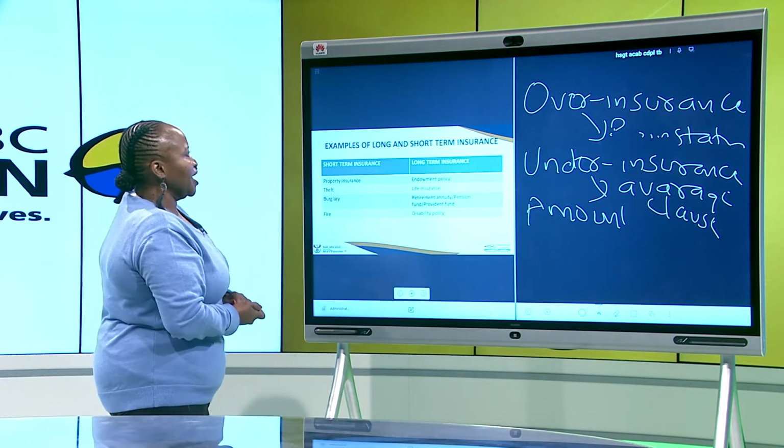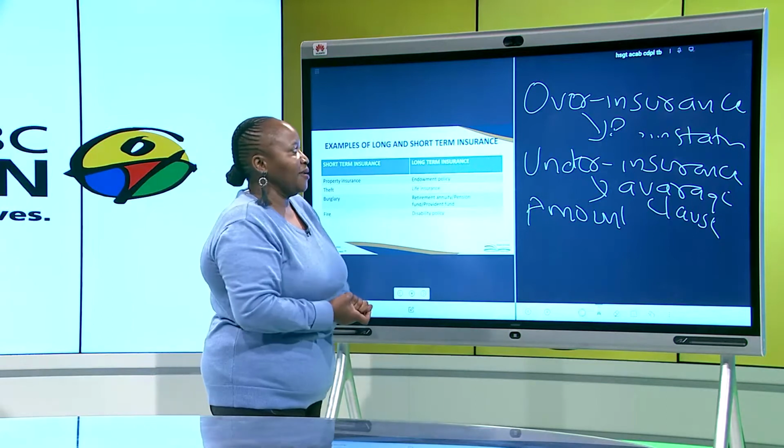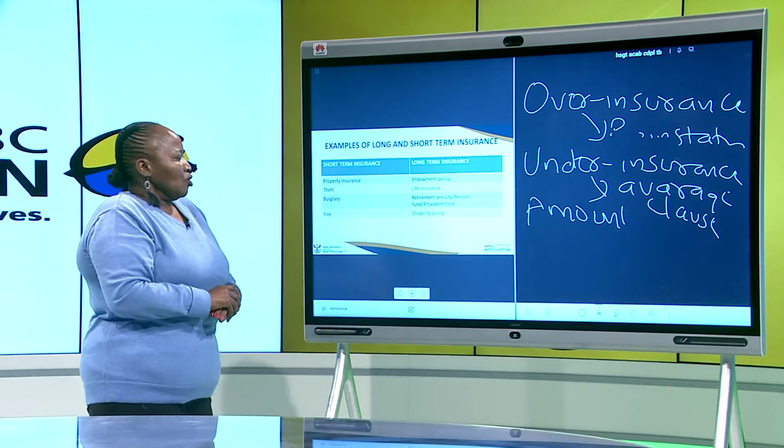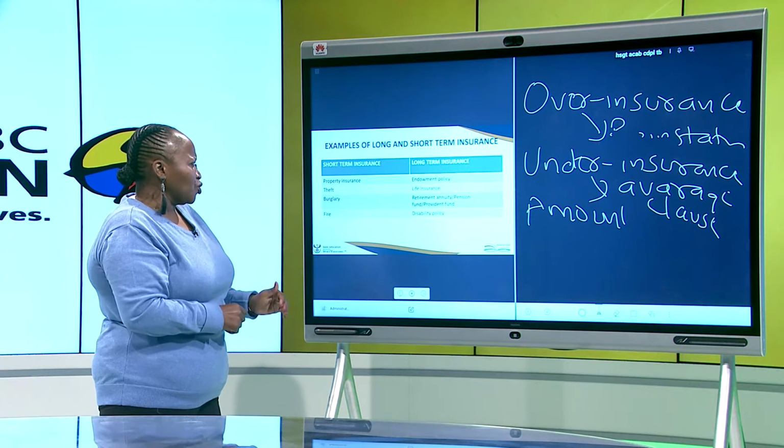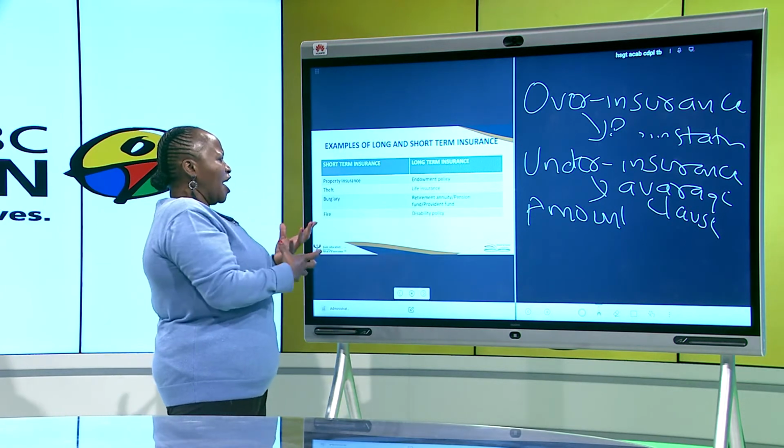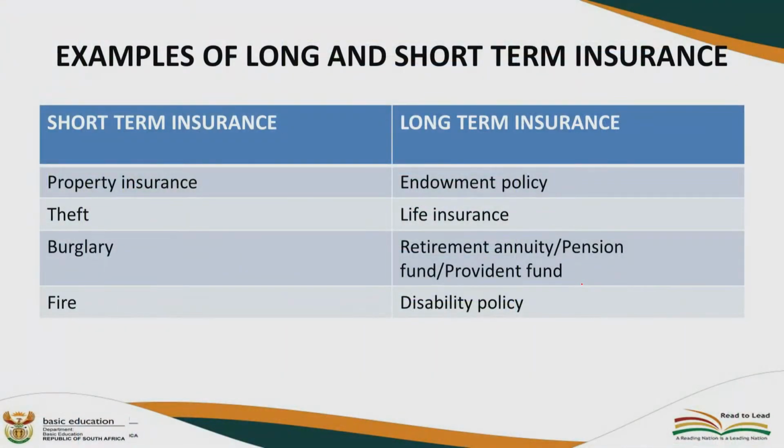Now let us look at the examples of long and short-term insurance. What is short-term insurance? Examples can be property insurance, theft, burglary, fire. Why are these regarded as short-term? Because the event may or may not happen. It's coverage against possible loss. It's taking us back to the meaning of insurance, where we said it covers possible loss. So property, theft, burglary, fire are examples of short-term insurance.